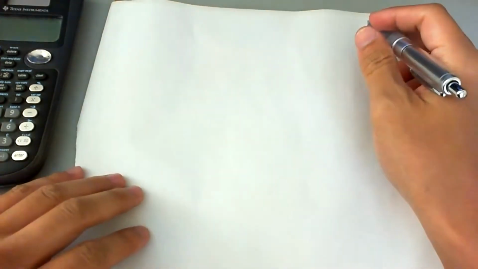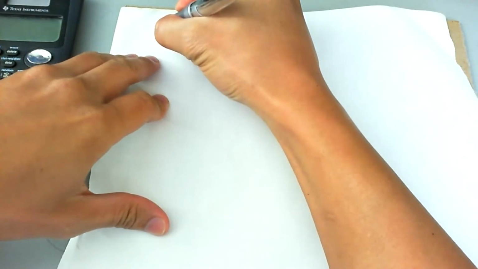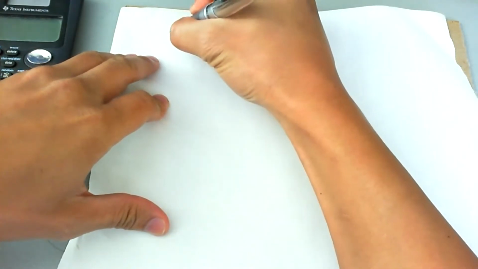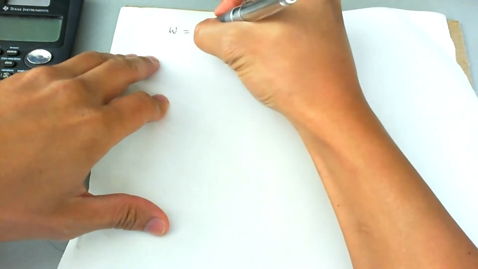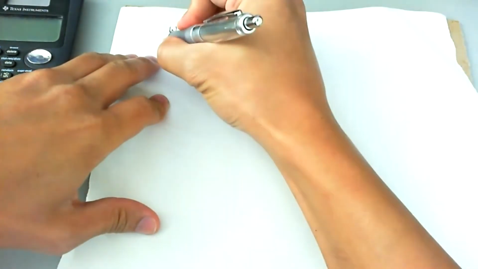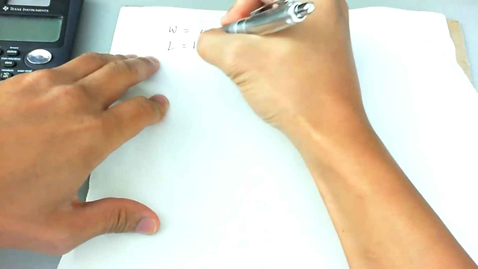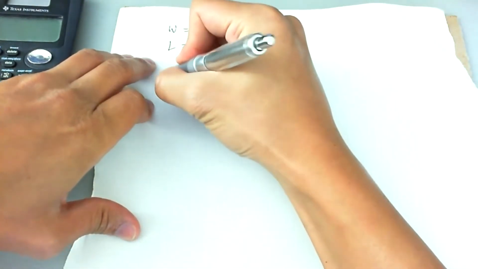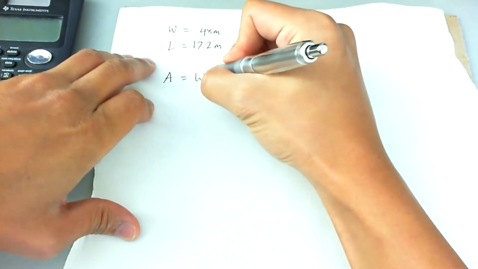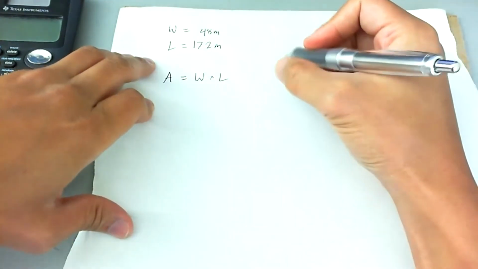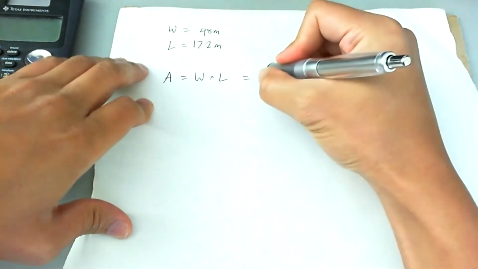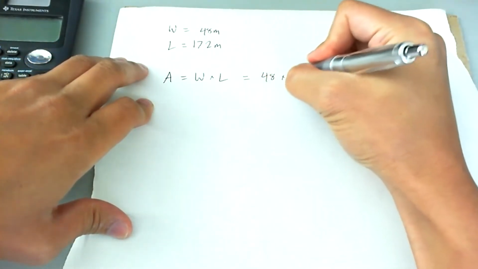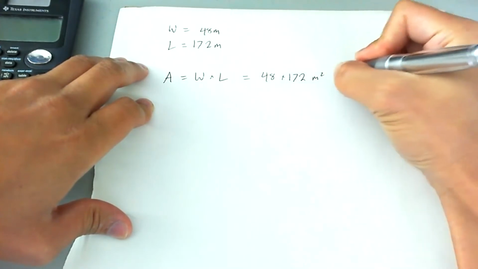There are many ways of solving this problem. The simplest way is to write out the dimensions as knowns. So the width of the river is 48 meters. The length of the river is 172 meters. And therefore the area is going to be the width times the length. And that's going to come out to be 48 times 172 meters squared.